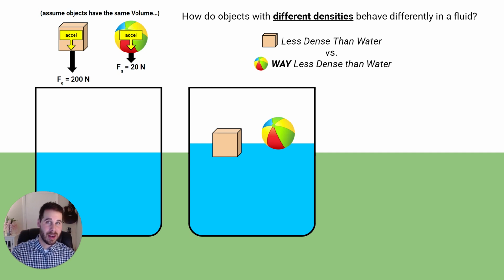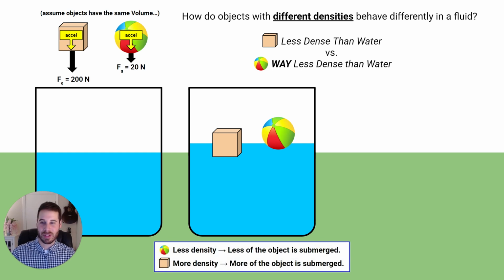So this is a trend that you'll see continued throughout examples like this: when things are less dense, they tend to have less of themselves submerged in water, and when things are more dense, they tend to be more submerged in water. So what kind of forces would be acting on these objects? Well, gravity, as we saw in the last example, does not change depending on your relative position. And so the force of gravity on the box is still going to be 200 newtons directed downward. The force of gravity on the beach ball is still going to be 20 newtons directed downward.